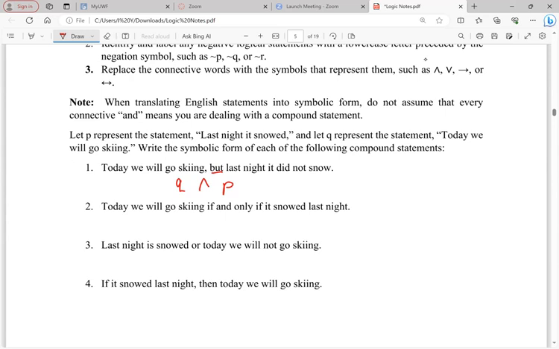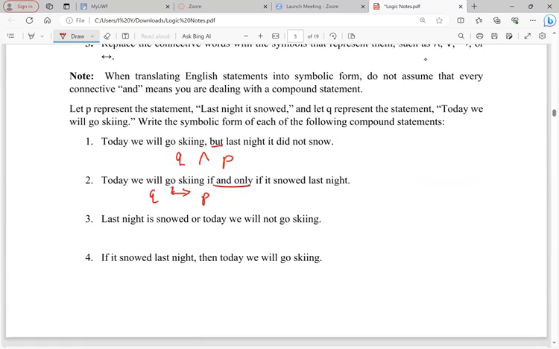Today we will go skiing. That is Q, if and only if it snowed last night, which is P. And we have if and only if, that's the biconditional. Then we have, last night it snowed is P, today we go skiing is Q, and it's an or. So there we go.